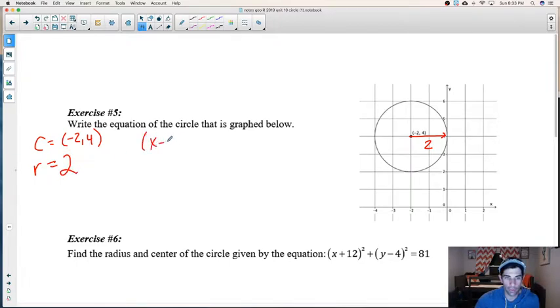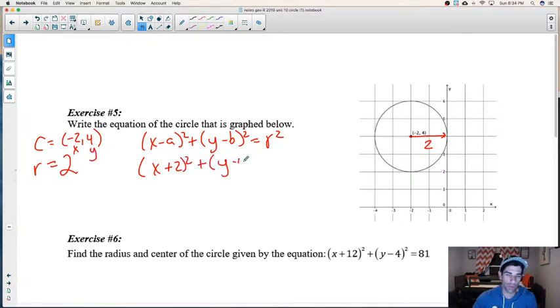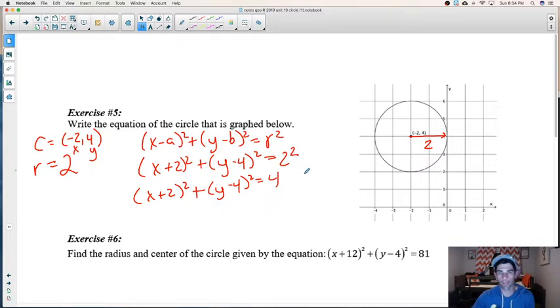Now the equation of a circle is (x minus a) squared plus (y minus b) squared equals r squared. Plain and simple, take the center, change the signs. Okay, that's what this minus thing there is trying to tell you in the formula. So the x value is negative 2, so I'm going to write positive 2. The y value is positive 4, so I'm going to write negative 4. And the r value is 2. So you can either write it like this, or you can write it as (x plus 2) squared plus (y minus 4) squared equals 4. Okay? It is that simple. Center, formula, change signs.